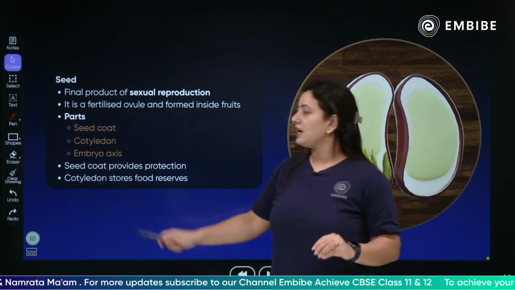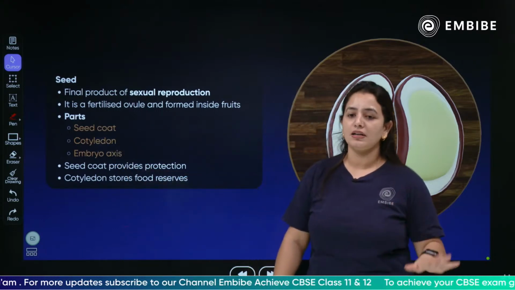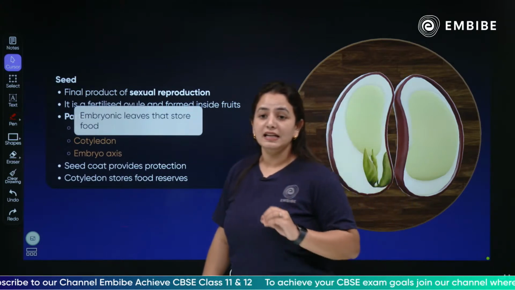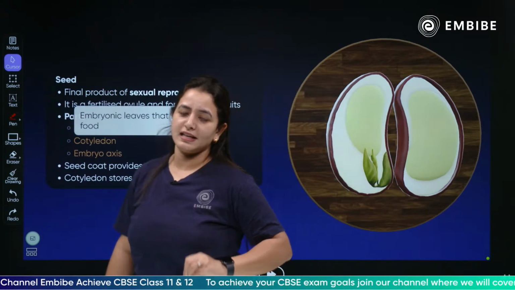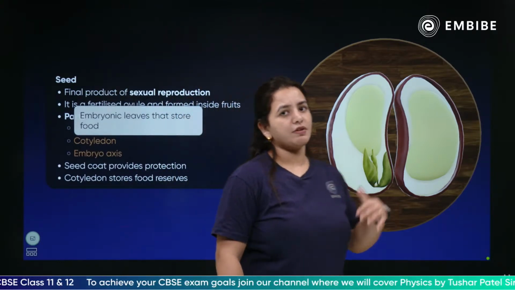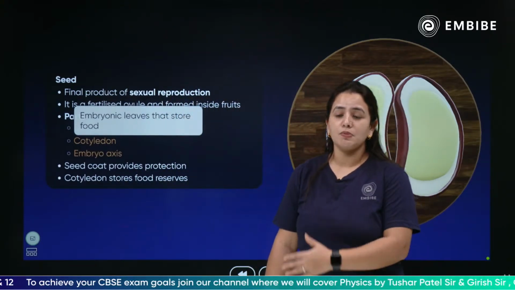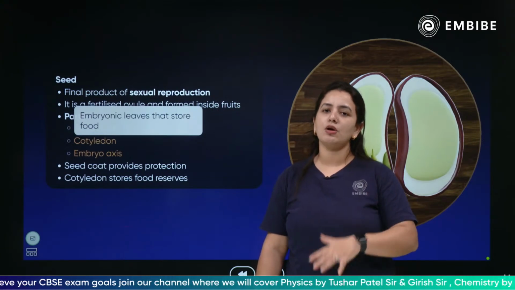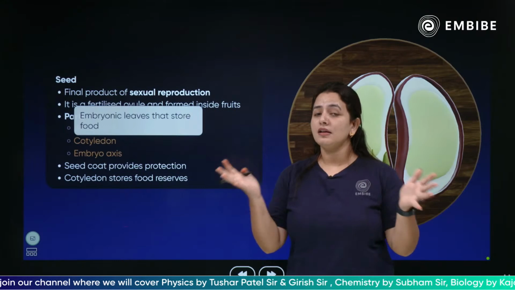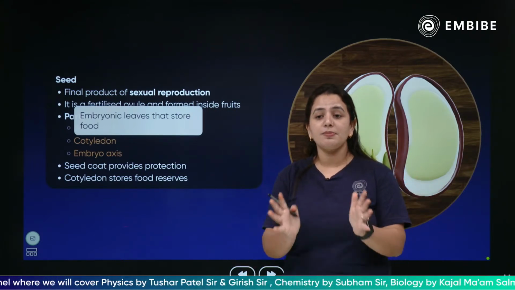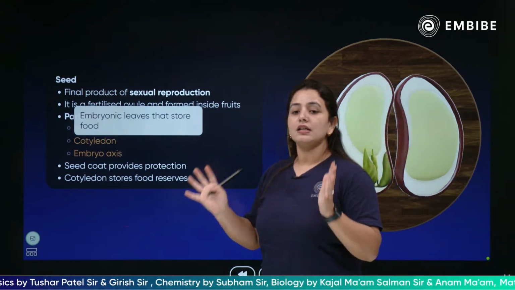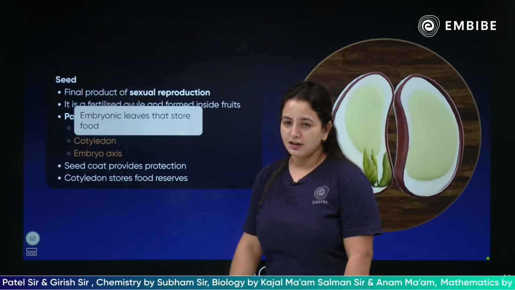Next, the cotyledon. What is a cotyledon? The cotyledons are the embryonic leaves that store food. Monocots have a single cotyledon, dicots have two cotyledons, along with the plumule and radicle. The endosperm is there for the nourishment of the whole seed. The food is there for the nourishment.